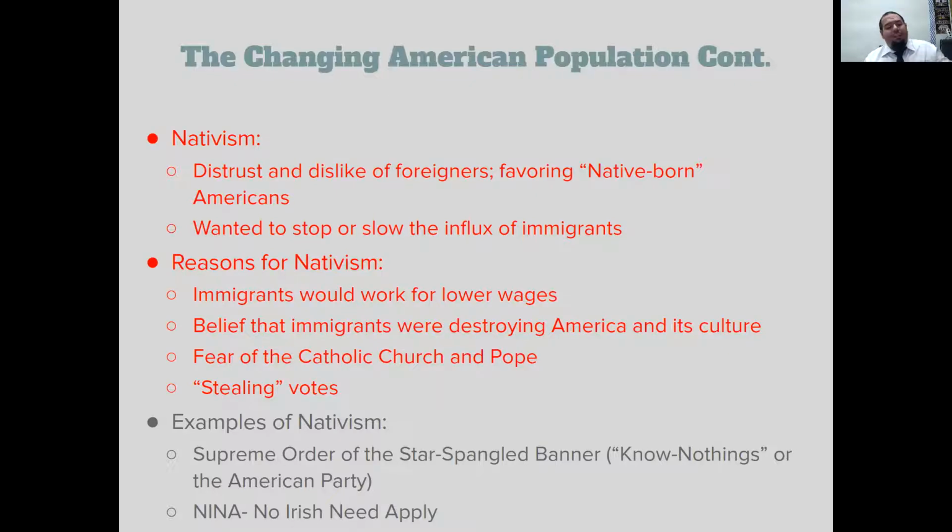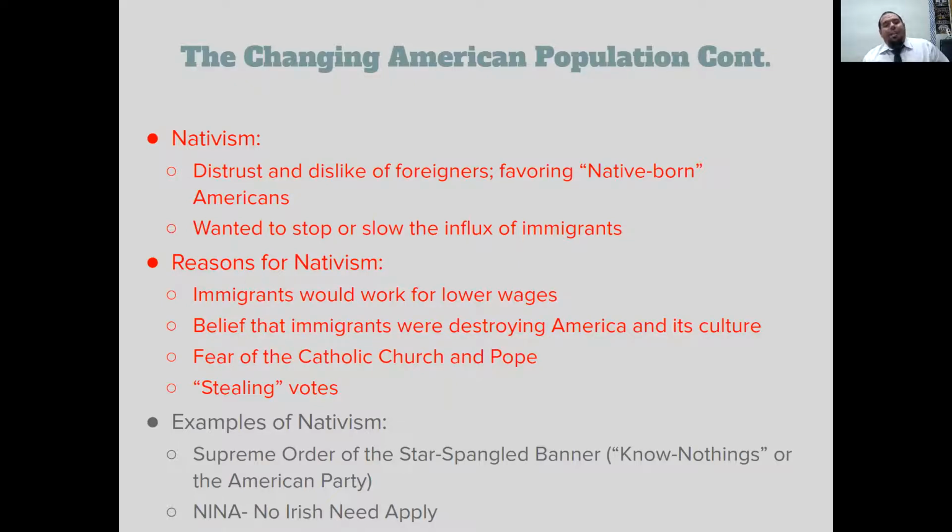And there's also this fear of the Catholic Church and the Pope, because many of the Irish are Catholic, and they would be coming to America, and there was fear that the Pope and the Catholic Church would reign supreme in America. Kind of over-the-top exaggerations, but hey, we weren't living during that time. And they were also accused of stealing the votes.